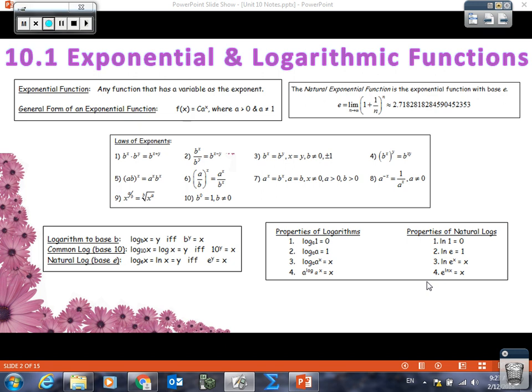We have natural log of e to the x. The natural log is base e. That cancels, leaving us with an x. Just likewise, I have e to the natural log of x is x. Now these kinds of rules are pretty important. Sometimes we have a hard time remembering them, so I'll show you a way around it if you have a hard time remembering it.